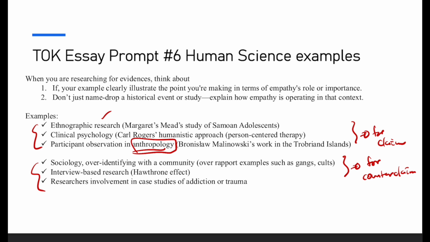Then for the counterclaim examples, in sociology, over-identifying with a community, like gangs and cults, might lead to over-rapport, right? Where researchers avoid critical questioning to maintain trust. And another example can be the Hawthorne effect. This happens when we have interview-based research. The Hawthorne effect shows that participants may alter their behavior if they sense empathetic engagement, skewing data. And also in case studies of addiction or trauma, researchers may become too emotionally involved, blurring boundaries. So you can also find good examples for these cases, right?